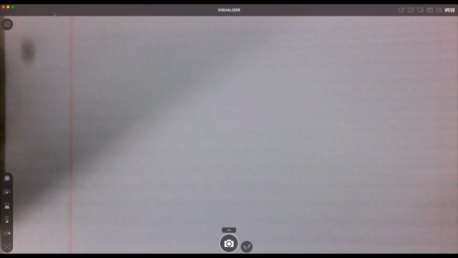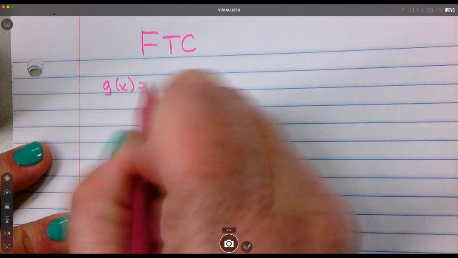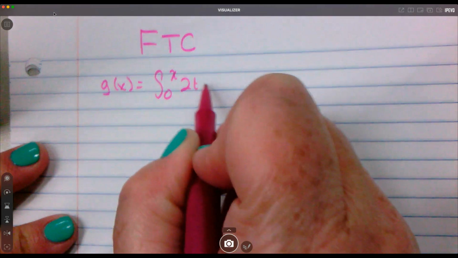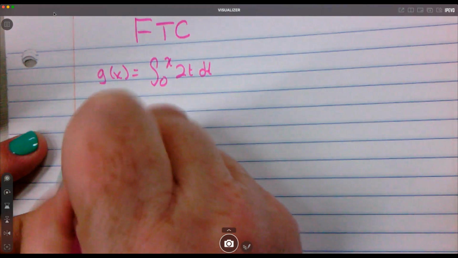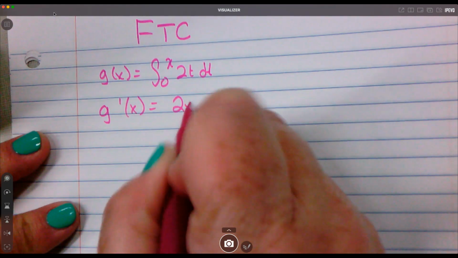So let's do some examples. Let me turn my page so I have the right examples. Okay, here's what the fundamental theorem says for integral defined functions. So the FTC says, and it says just what we just said, if g of x equals the integral from 0 to x of 2t dt, that g prime of x, there's a reason I'm writing this again, equals 2x.